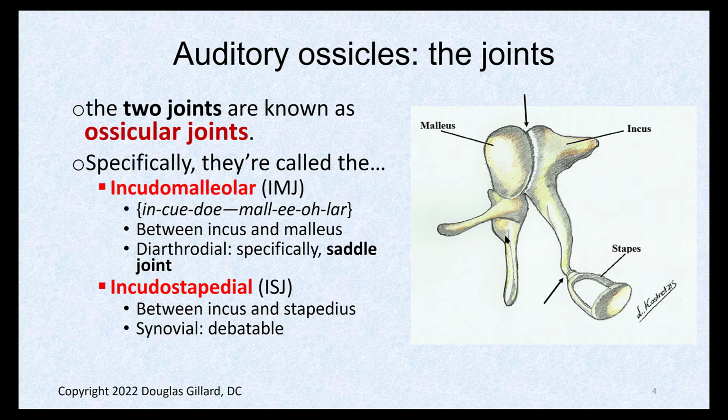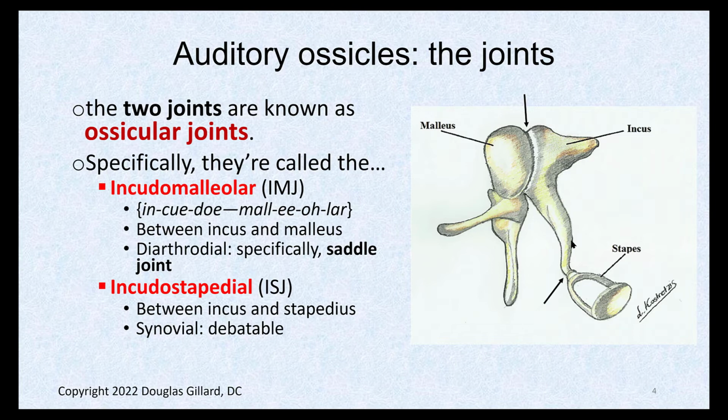Okay, malleus is this, incus, stapes, and we see a joint right here. This is almost like atlas, which always gets named first, like atlantoaxial and atlanto-occipital. The incus always gets named first. So we have incudo and then malleolar for malleus. So the incudomalleolar joint is right here, and that is a true diarthrodial joint, and it's even agreed upon that it's a saddle joint.